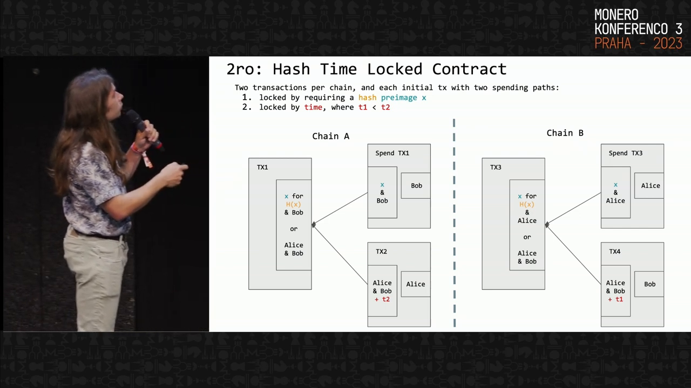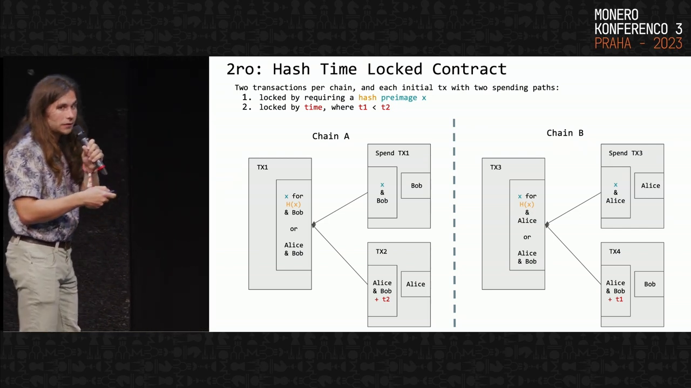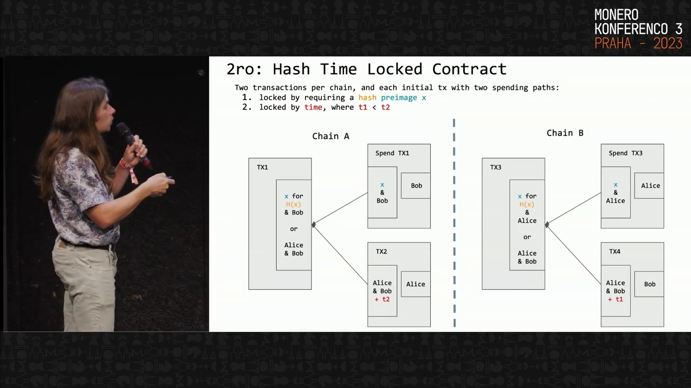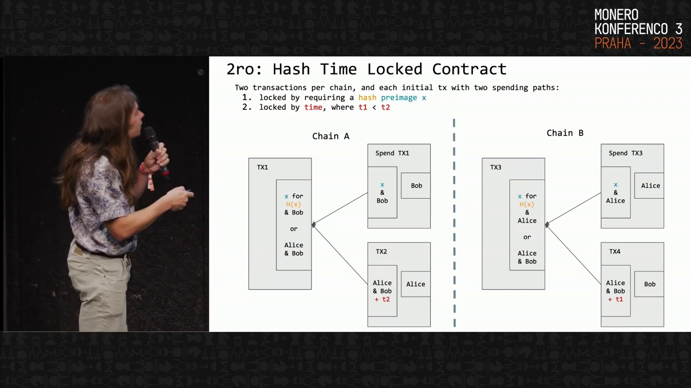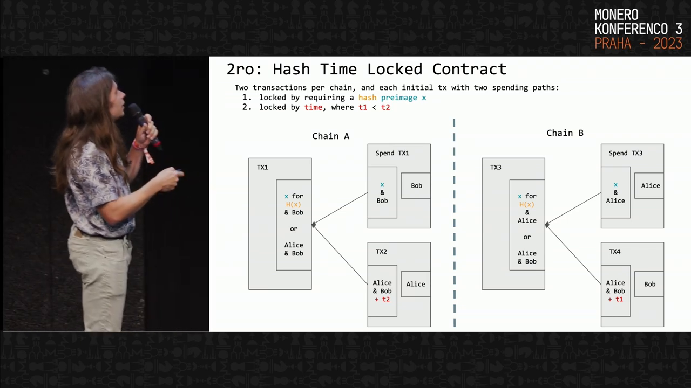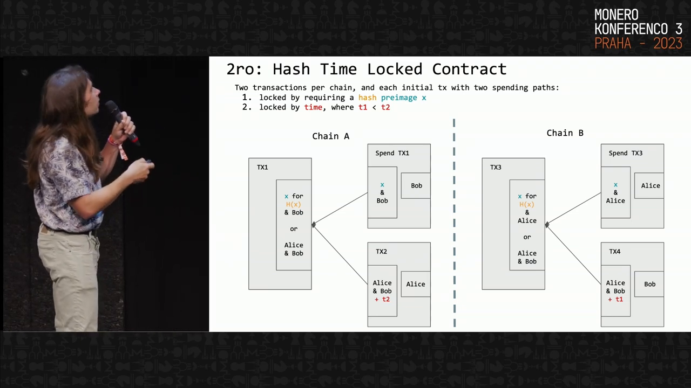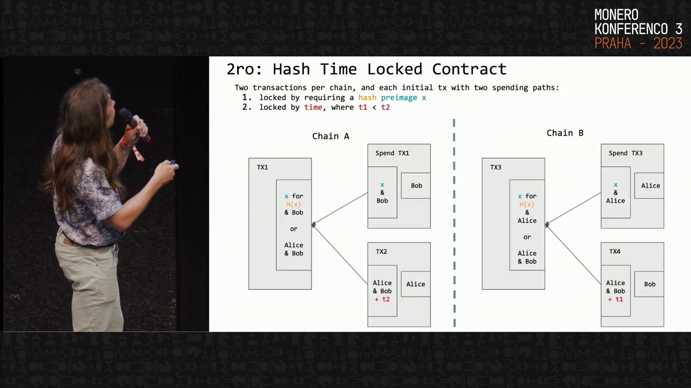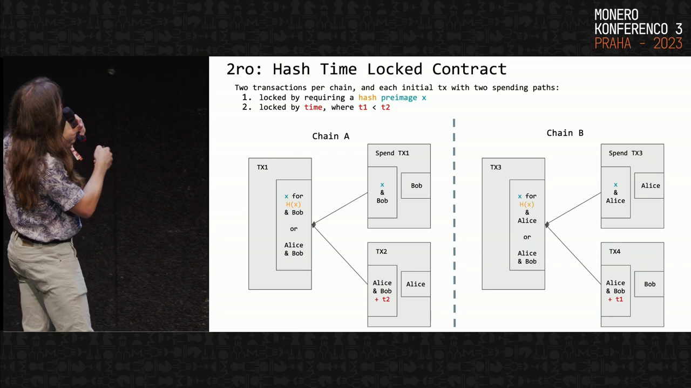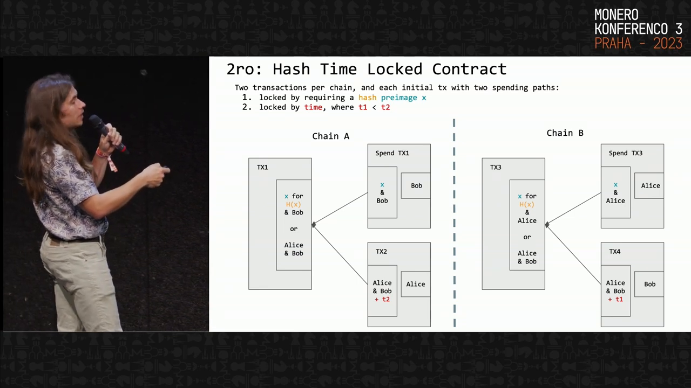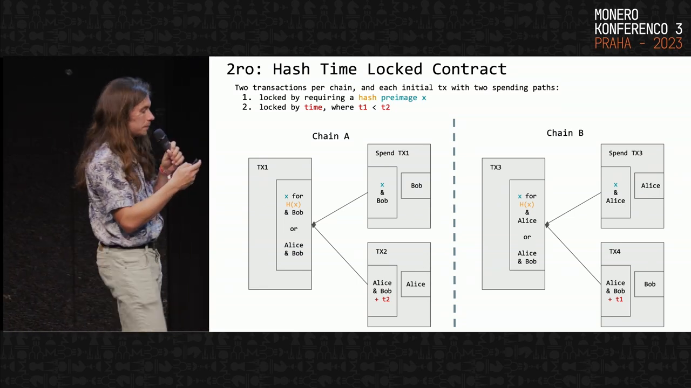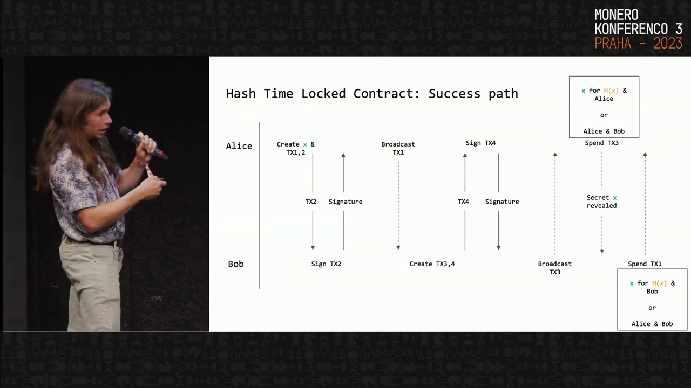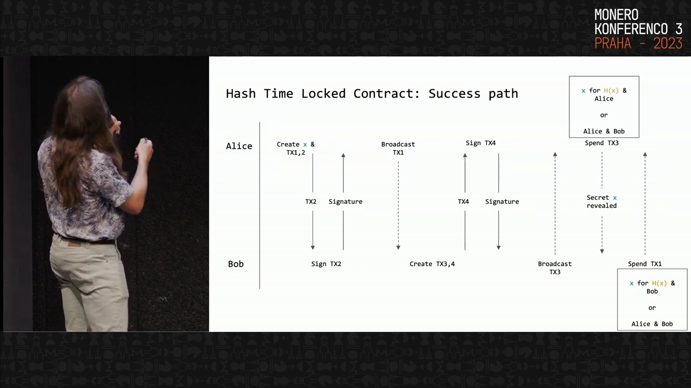Bob in this case will also be locking with this X. The important part here is that only Alice in the beginning knows what X is, not Bob. But he'll find ways to find this out later. Anyway, what we're going to do is that first this transaction is going to be created, then this transaction is going to be created, and then we're going to get to the honeypot phase. I'll show that with a success path here. So this is an example of a successful atomic swap.